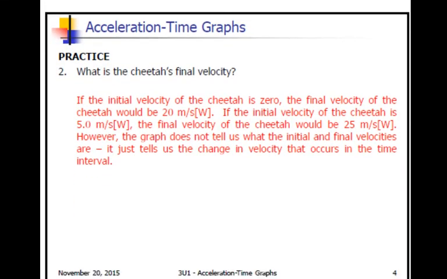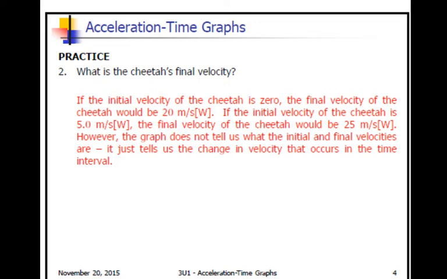So here's an interesting question. It says, what is the cheetah's final velocity? Now, we don't know because we don't know what the initial velocity of the cheetah was. Initial velocity isn't a value that an acceleration time graph can give us. So if the cheetah was starting at a velocity of 0, then it would have a final velocity of 20 meters per second. If the initial velocity was 5 meters per second, then it would have a final velocity of 25 meters per second. We can't tell from the graph.